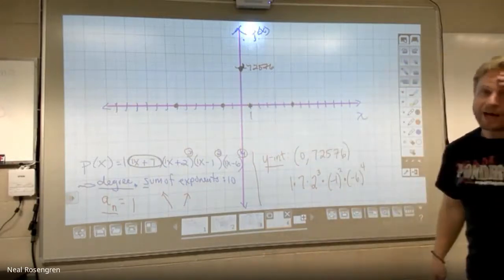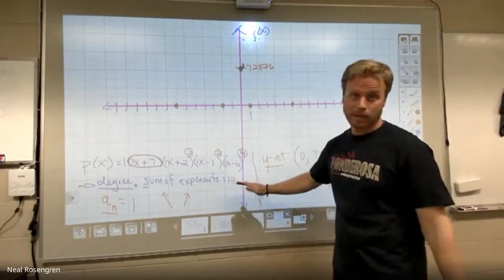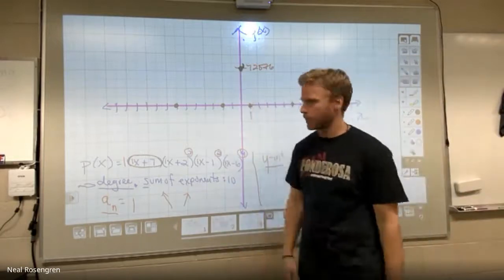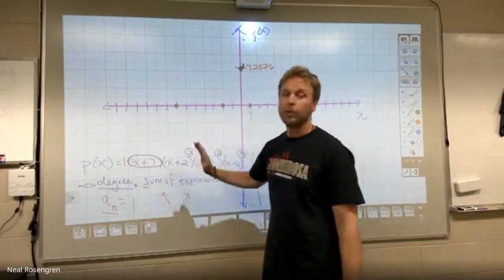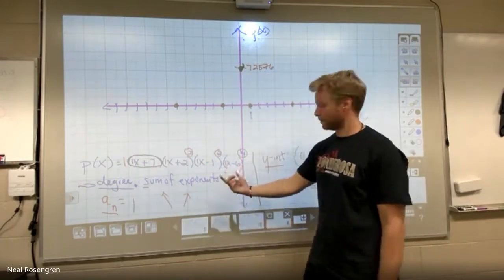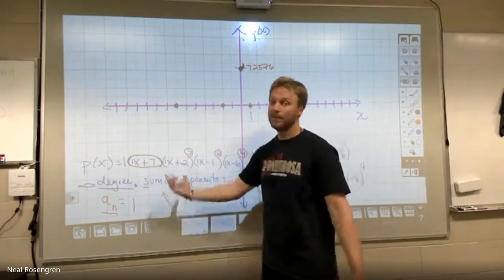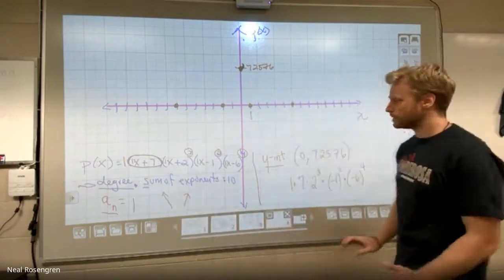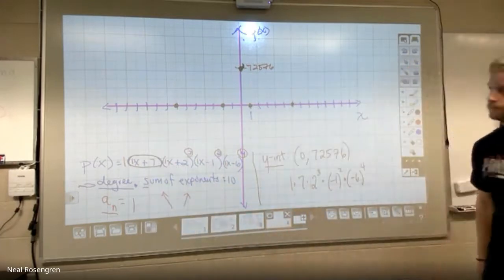And so I've got a degree 10, but I only have 4 x-intercepts because there are 4 unique factors, right? This one gets repeated 4 times. This one gets repeated twice. This one gets repeated 3 times. And we're going to see that in the way we run into the x-axis, okay?